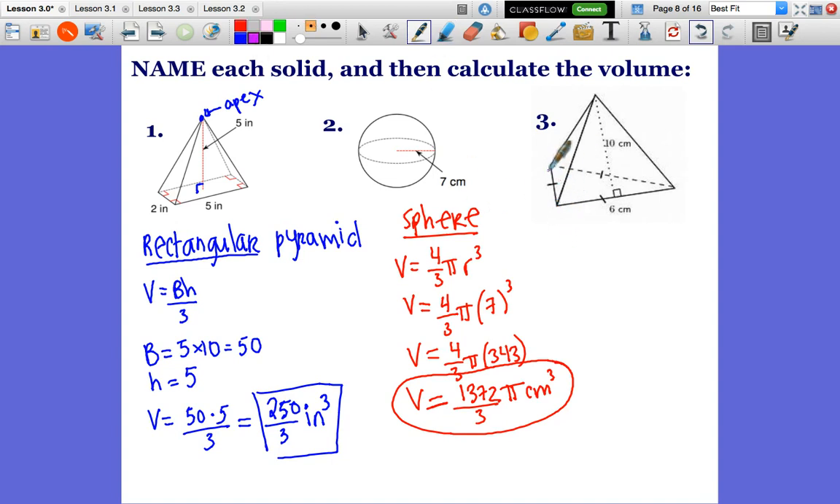This last one, well, it's a pyramid. I see the apex. And if you're looking at the base, this is a great one. It's a triangle. It's actually an equilateral triangle, all the sides are marked as being congruent. So they're all 6. So this is a triangular pyramid.